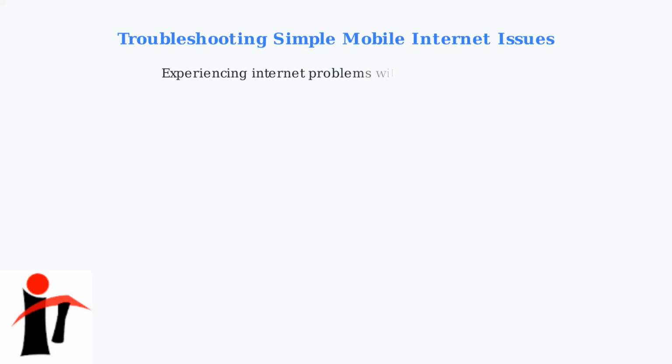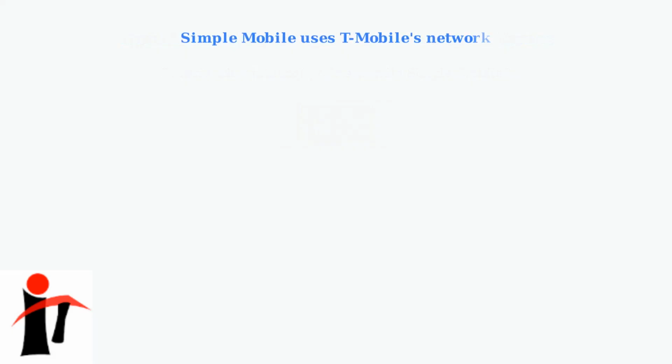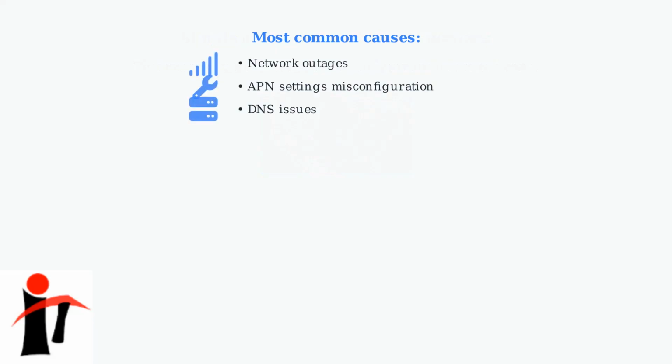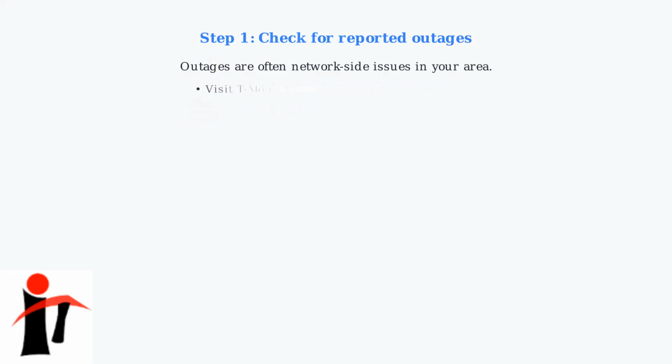Experiencing internet problems with Simple Mobile? You're not alone. Since Simple Mobile uses T-Mobile's network, occasional outages and configuration issues can occur. This video will guide you through the most common causes and how to fix them, focusing on outages, APN settings, and DNS issues. Let's get your connection back up and running.